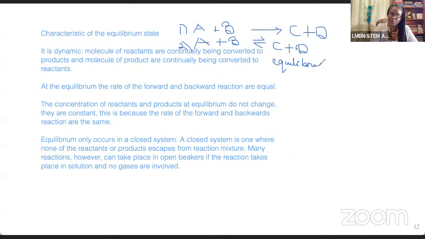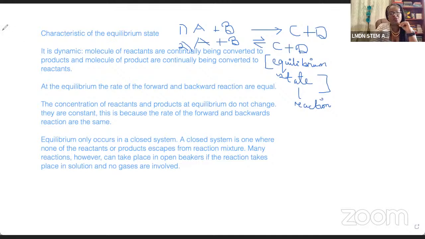Whereas in the top one, it goes forward and it finishes, and that's it. But for reversible reactions, make sure you listen to what we're saying now: when the rate of the forward reaction is equal to the rate of the backward reaction, we say it is in an equilibrium state. Are we good so far on what an equilibrium state is? So it's an equilibrium reaction.